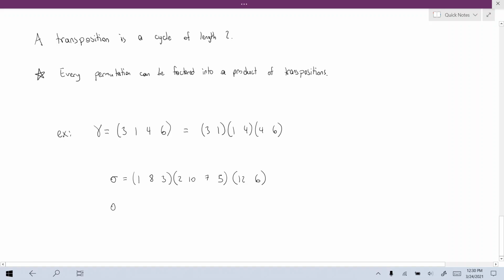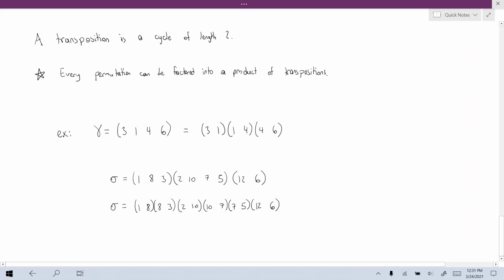So to express it as a product of transpositions, using the same idea of this example, (1 8 3) should factor as (1 8)(8 3). This cycle should factor as (2 10)(10 7)(7 5). And then (12 6) is already a transposition, so I don't need to do anything to it. So here we have sigma factored as a product of transpositions. Okay?